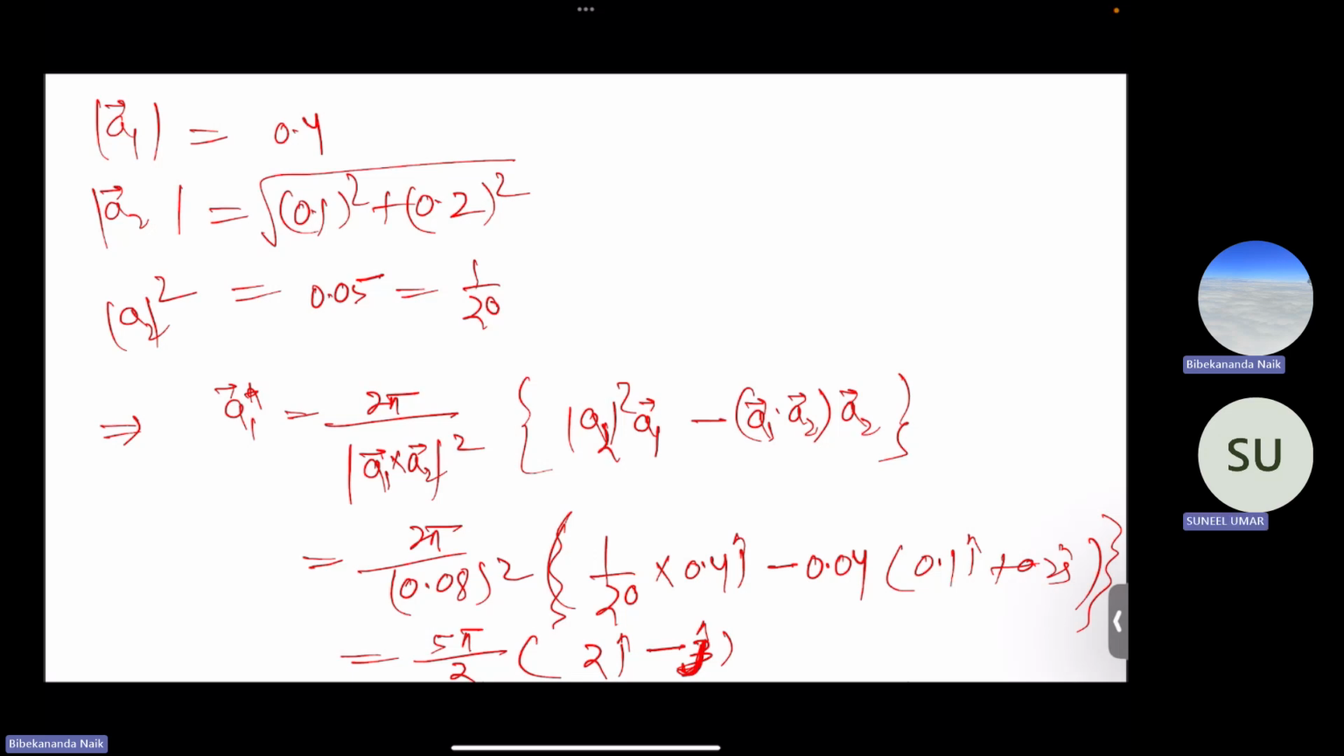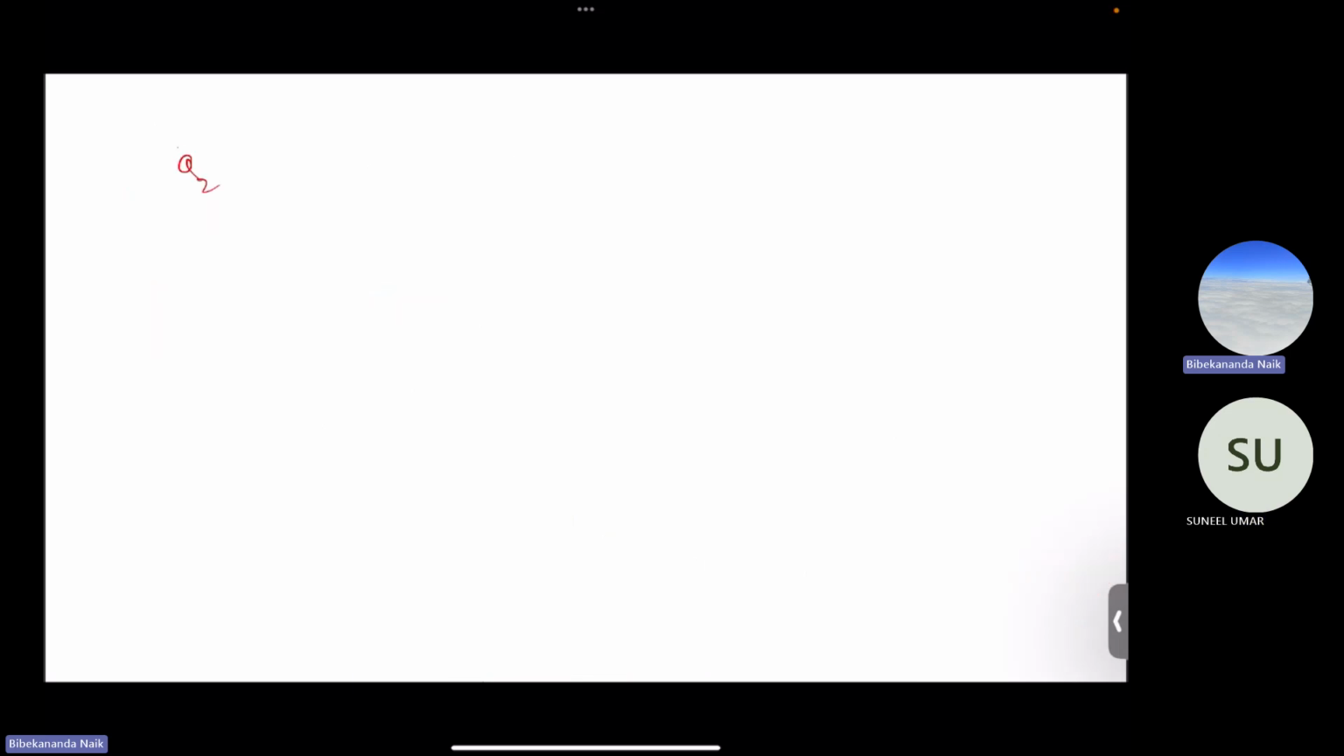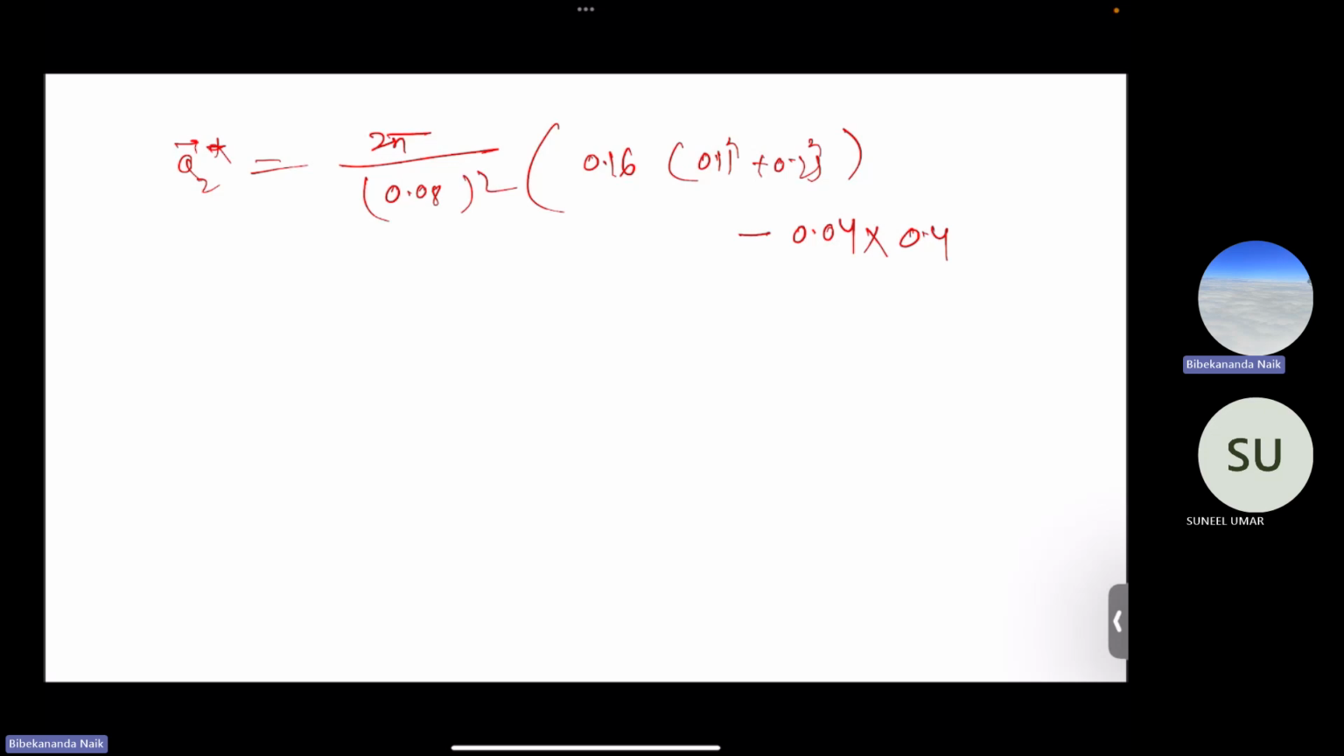Okay, sir. So A1 star is like this. A2 star will be again 2π divided by 0.08 squared. Here it will be the A1 vector magnitude. So the A1 vector magnitude will be 0.16, 0.4 squared means 0.16. And 0.1 i cap plus 0.2 j cap minus 0.04 into 0.4 j cap. Sorry, i cap. This is A1.